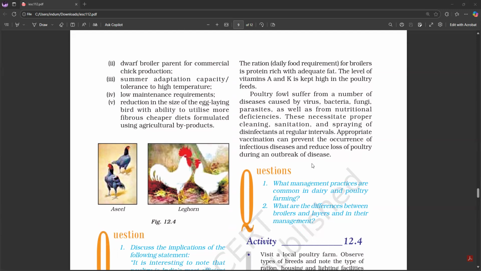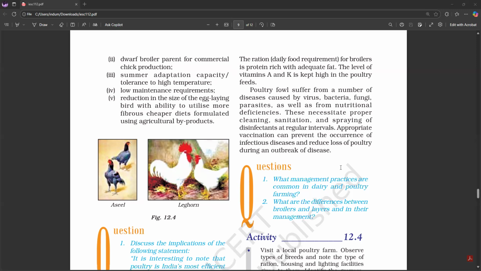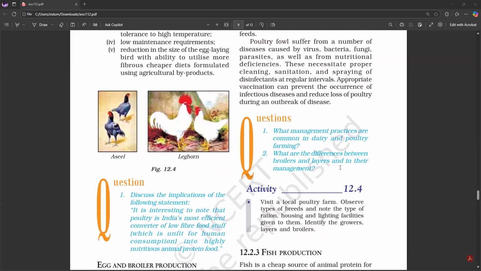Poultry fowl suffer from a number of diseases caused by virus, bacteria, fungi, parasites, as well as from nutritional deficiencies. These necessitate proper cleaning, sanitation, and spraying of disinfectants at regular intervals. Appropriate vaccination can prevent the occurrence of infectious diseases and reduce loss of poultry during an outbreak of disease.